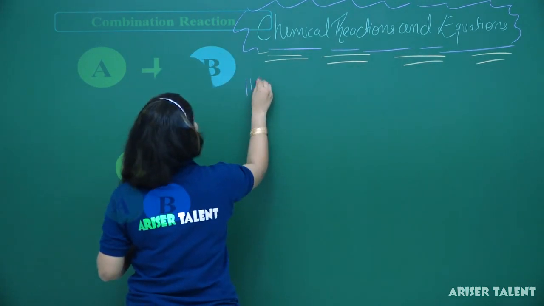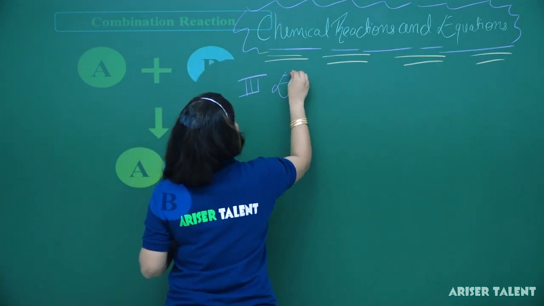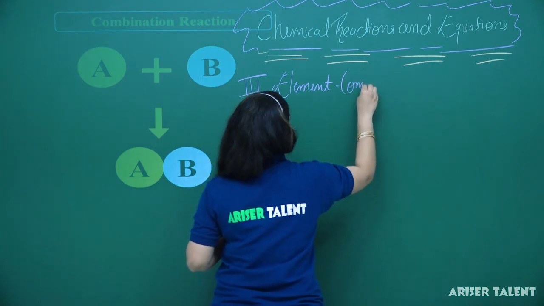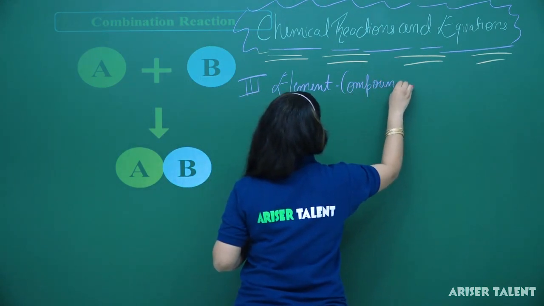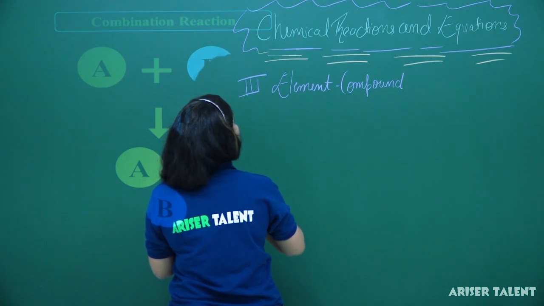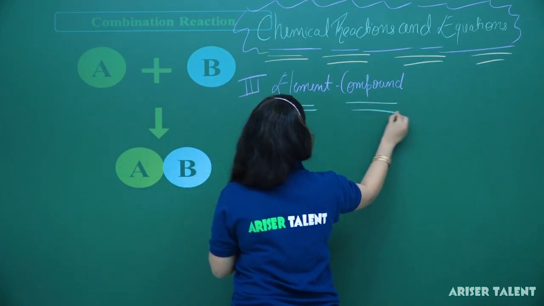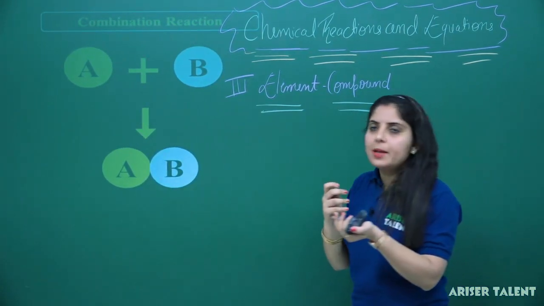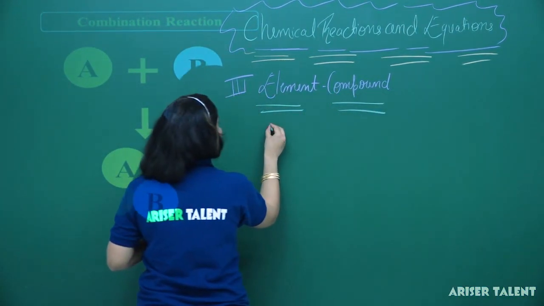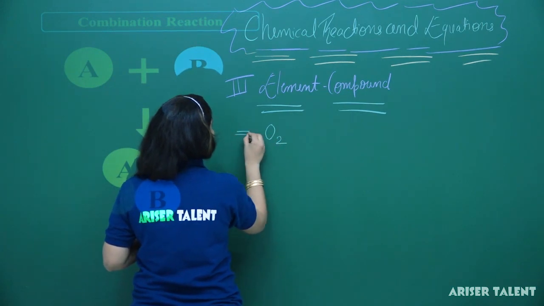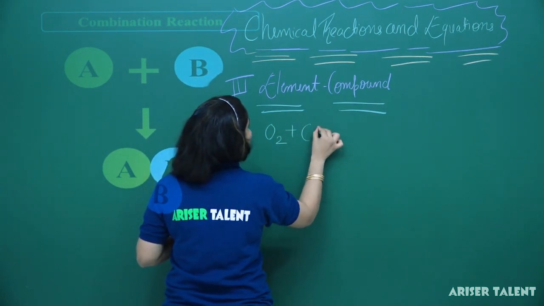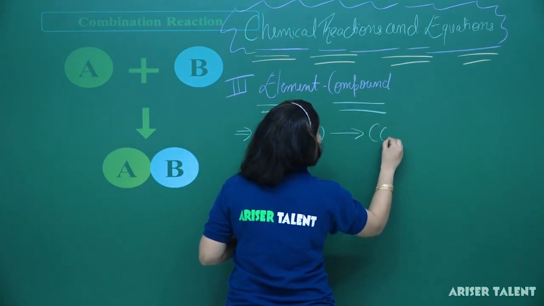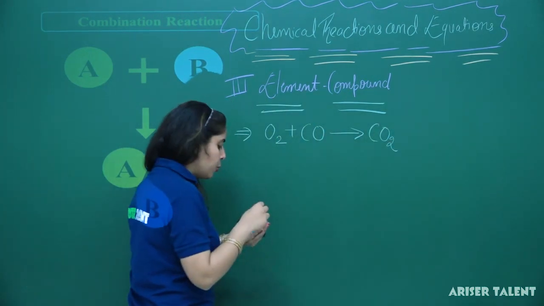So our third topic is element-compound. What happens in the case of an element-compound reaction? One element reacts with a compound to give a particular type of product. So the first element I have considered is O2. The second, a compound, I have considered is carbon monoxide, and CO and O2 react with each other to give CO2.